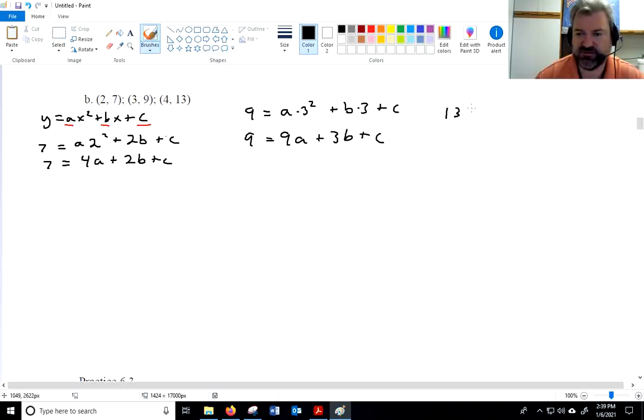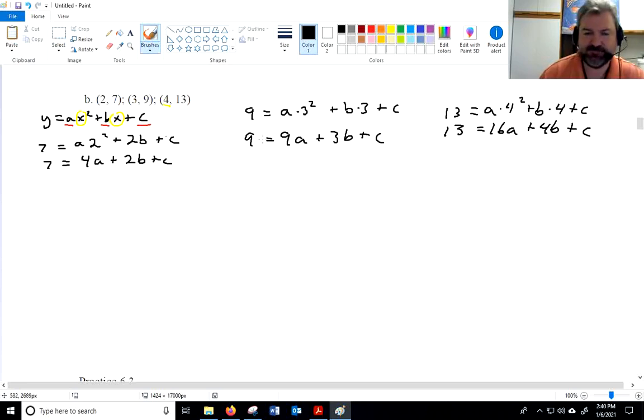So I'll say 13 is equal to a times 4 squared plus b times 4 plus c. Remember, I'm just replacing the x with that x value in this equation. And 4 squared is 16, so I get 16a plus 4b plus c. And we need to just solve this system of equations.